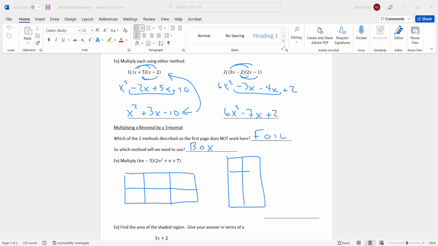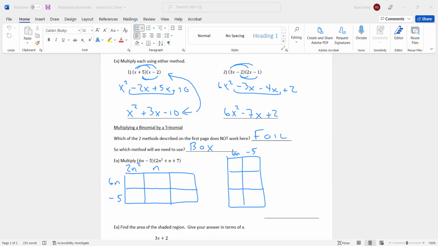Either way is fine. What does matter, though, is where you line up your binomial and your trinomial. The binomial has to go on the side with 2 boxes, so 6n. And I'm going to make sure that's -5. So I'm going to put the negative there with it. That is important. Okay, so on the other rectangle, I'd have to put 6n here and -5 here. The trinomial goes on the side with 3 boxes. So 2n squared, plus n, plus 7.